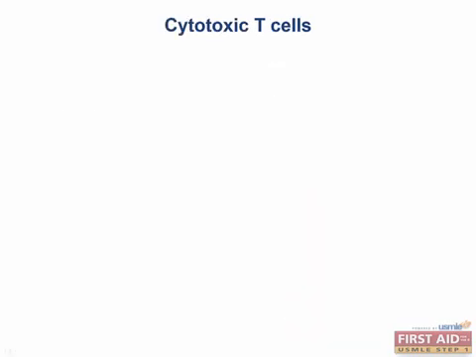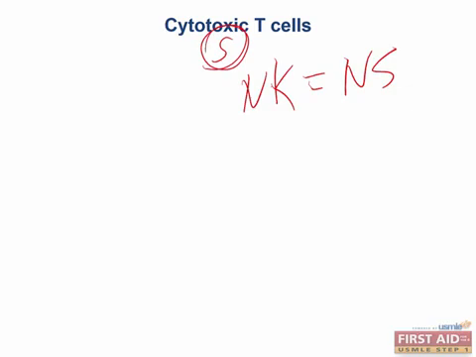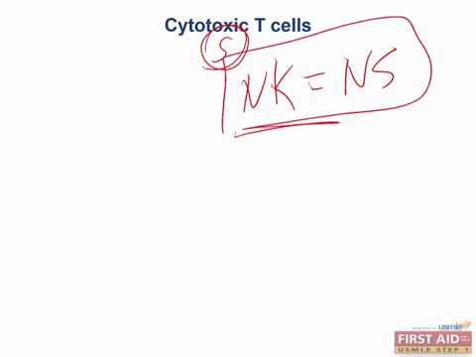So recall that cytotoxic T cells are pretty similar and analogous to natural killer cells, except that natural killer cells are non-specific. Cytotoxic CD8 cells are more specific and more of the adapted immune system, while natural killers are part of the innate immune system.